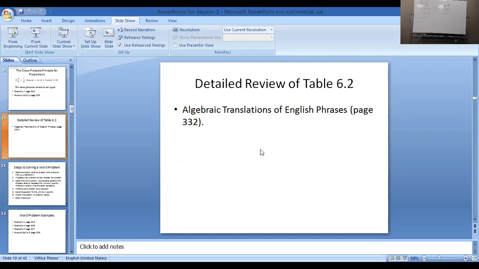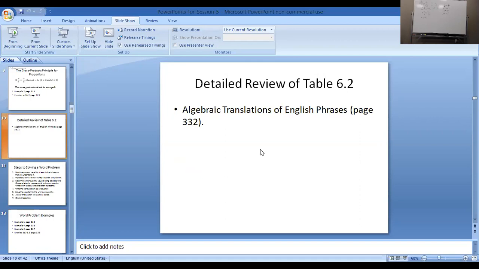For example, if you look at that table, 6.2, the sum of a number and 7. So the sum of any number, you have a variable, an unknown variable, x plus 7. 5 more than a number, or a number plus 5, would be x plus 5. A number increased by 6, x plus 6. You follow? Okay.